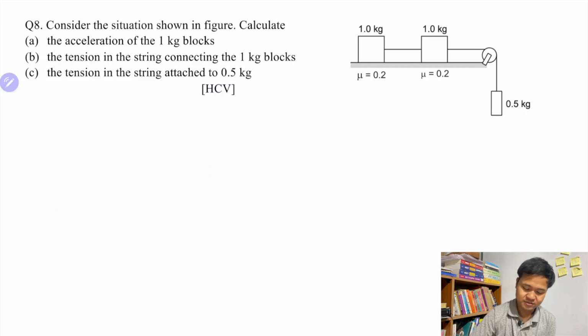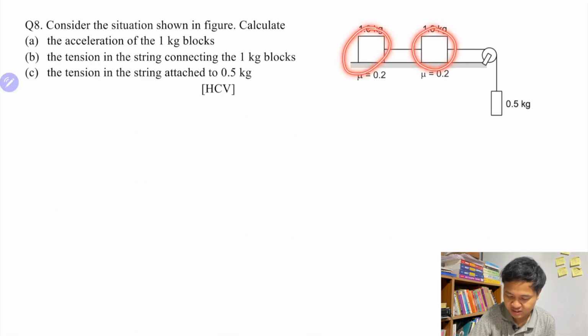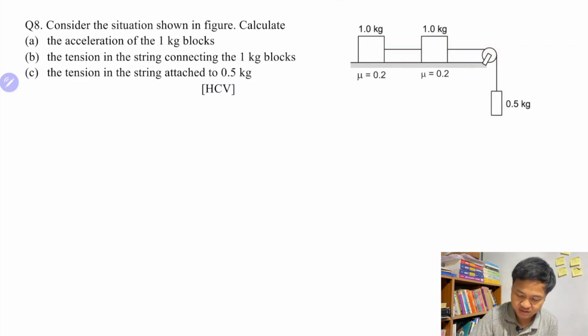Now, the next question from HCV. You're given a system. A 1 kg block is connected with a string, and another block is also connected with a string, 0.5 kg. The string is inextensible. So how many tensions will you have?